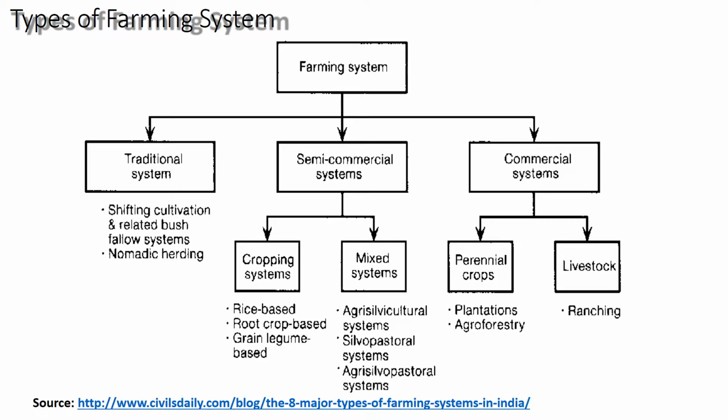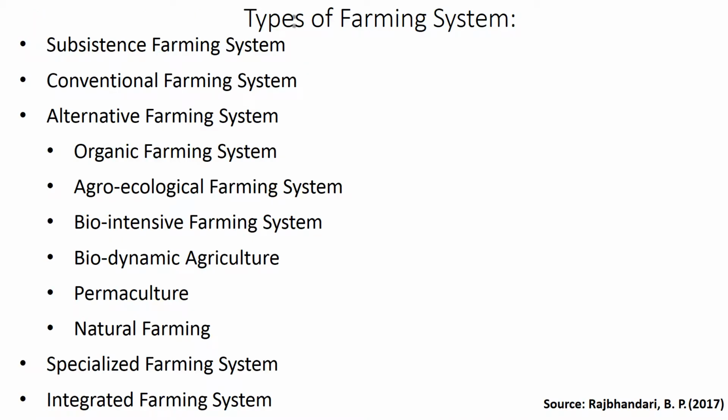This is an old classification, or we can say one kind of classification. The modern classification is divided as subsistence farming system, conventional farming system, alternative farming system, specialized farming system, and integrated farming system. Under alternative farming system come organic farming system, agroecological farming system, bio-intensive, biodynamic, permaculture, and natural farming.